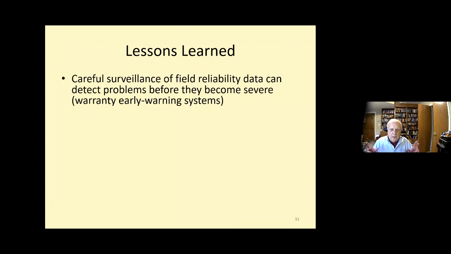Okay, so what did we learn from what happened in the Ford Firestone case? Well, careful surveillance of reliability data can detect problems early before they become severe. And this has led to warranty early warning systems that are now in place. Indeed, there was a mandate from the US Congress to set up a database. It was called the TREAD Act, like a tread in a tire. TREAD stands for something else. I can't remember exactly what, but basically when you have failures of critical things, it needs to go into a database. All manufacturers need to start putting this data together so we can detect these problems before they become serious.